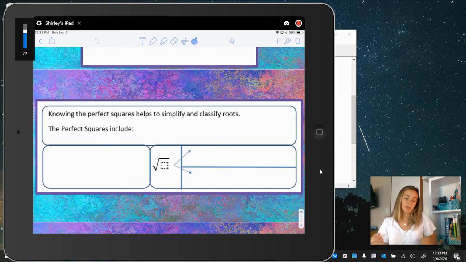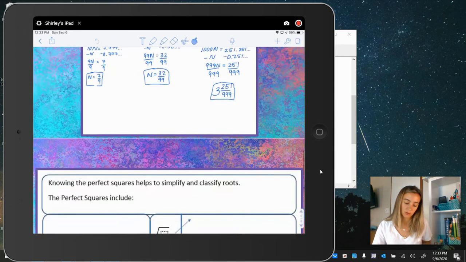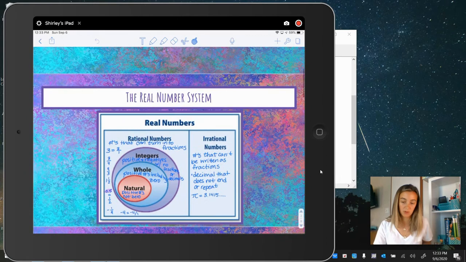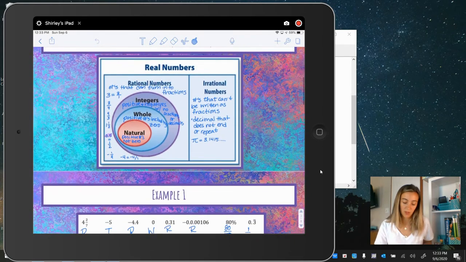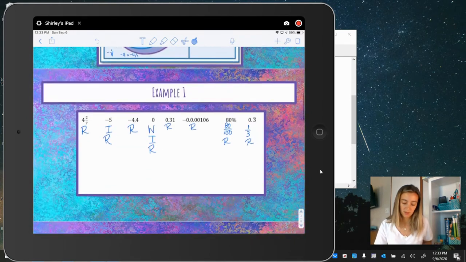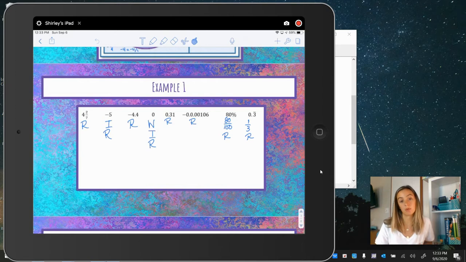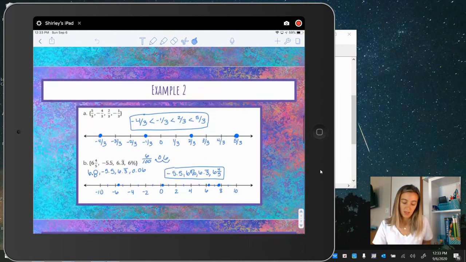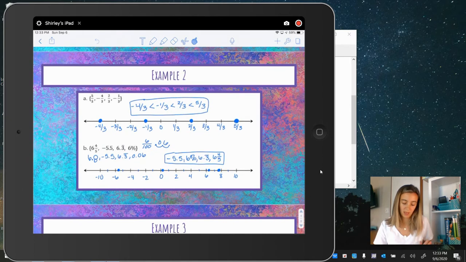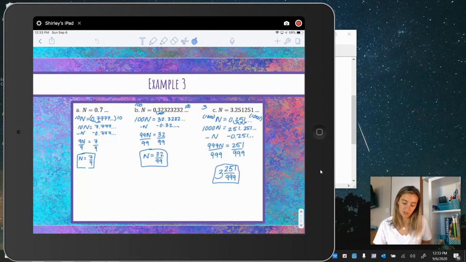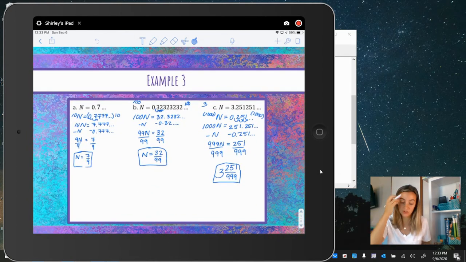Hey guys, we are finishing our 0.2 notes talking about real numbers. So yesterday we went through the real number system and how to classify the numbers. We went through if you're given numbers, how do you classify them, starting with rational numbers and then working your way in, and then estimating and graphing them on a number line so that we can order them from smallest to largest. And then we finished up with having rational numbers that were repeated decimals. How do we go ahead and write that as a fraction?